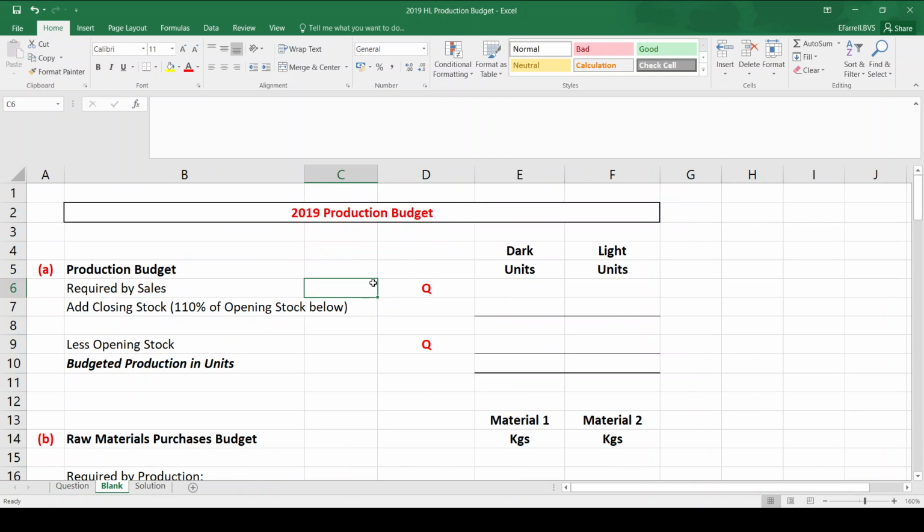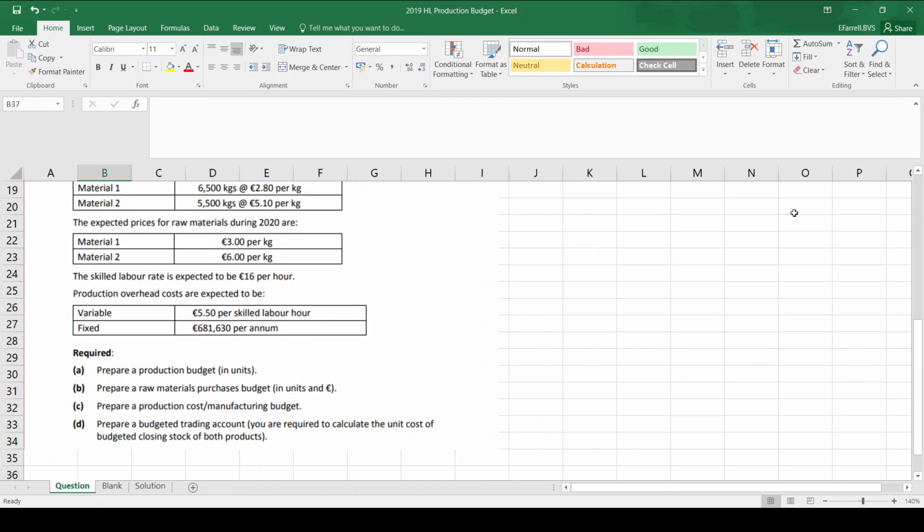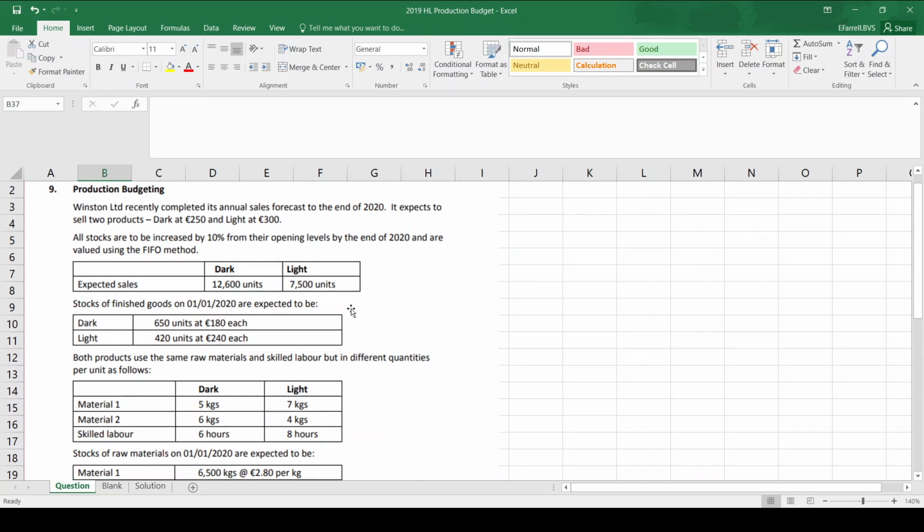So to do that, first of all, we are going to start off with the required sales that we need. Because we have opening stock and we want to have closing stock at the end of the year, that means that we will not need to produce the exact amount that we need to sell. If there's no opening or closing stock, we would produce the exact amount we would need to sell, but with opening and closing stock, those figures will be different. So we're going to start off with the required sales for dark and light. So if we go to the question, required sales for dark and light are 12,600 and 7,500.